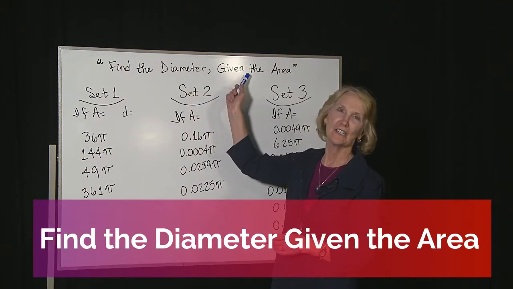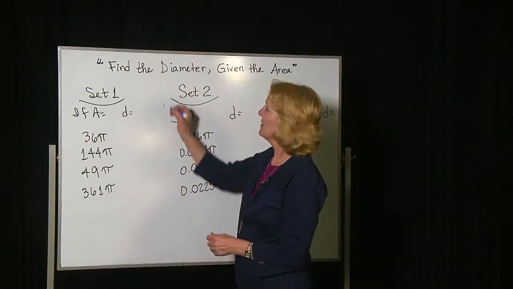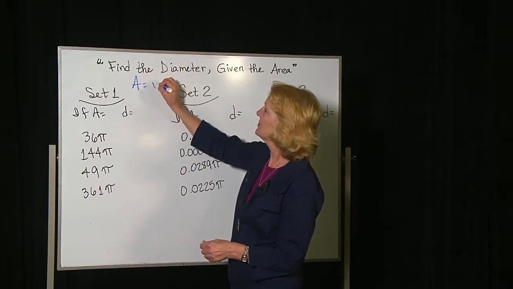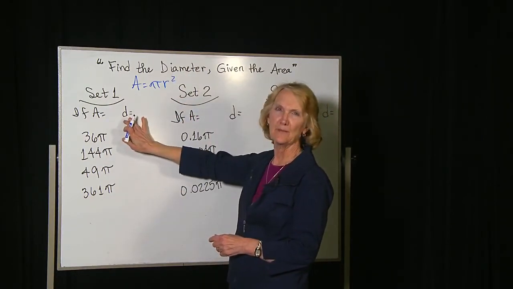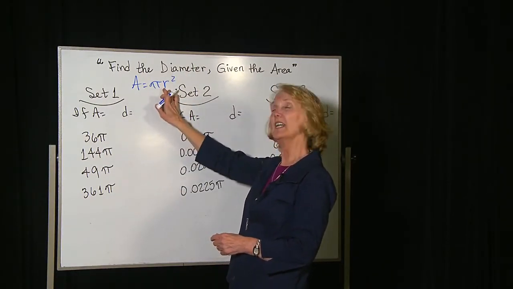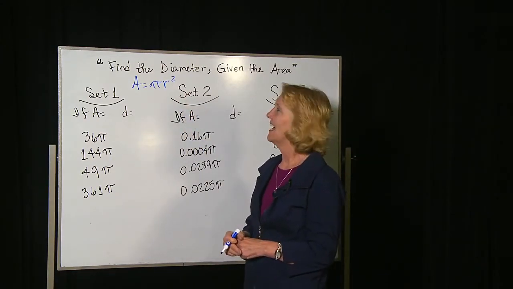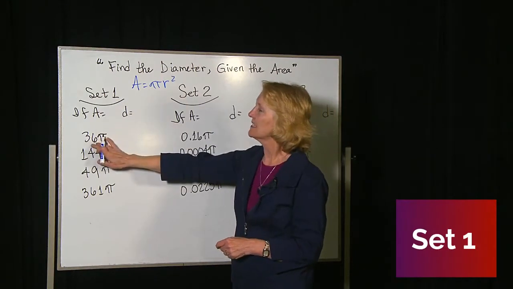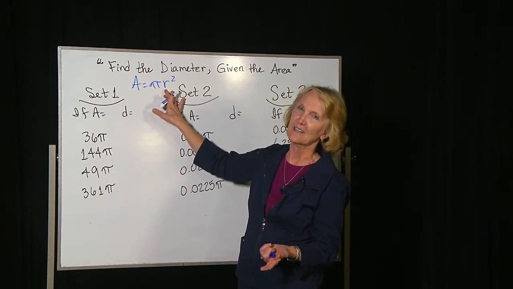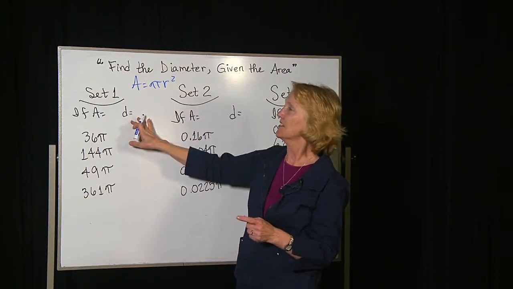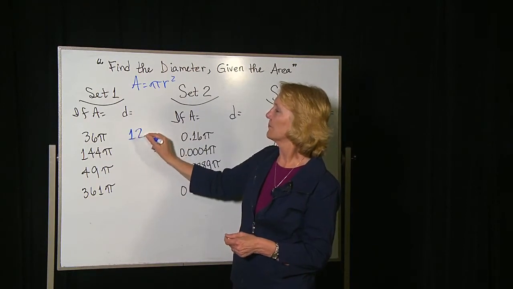Find the diameter if you're given the area. So you need to know the formula. Formula is area equals pi r squared. So it doesn't have a diameter in the formula, but once you know the radius, double it and that'll give you the diameter. Okay, if the area is 36 pi, what got squared to give you 36? 6. That's the radius. Question is, what's the diameter? So you double it, 12.